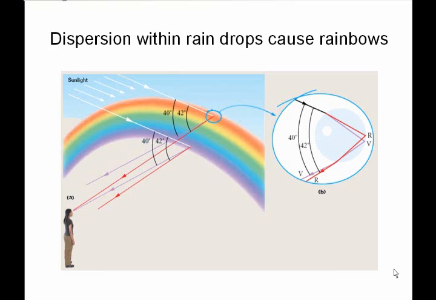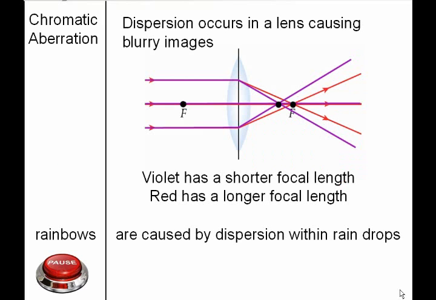Dispersion also causes the rainbow to occur inside of raindrops. As the light enters a raindrop, it bends, and the violet bends more than the red, so it separates a little bit. Then when it bounces out the other side, it bends again and separates a little bit farther. Each color, again, bends more and more, so we get a separation of all the colors into the rainbow. Pause and copy.